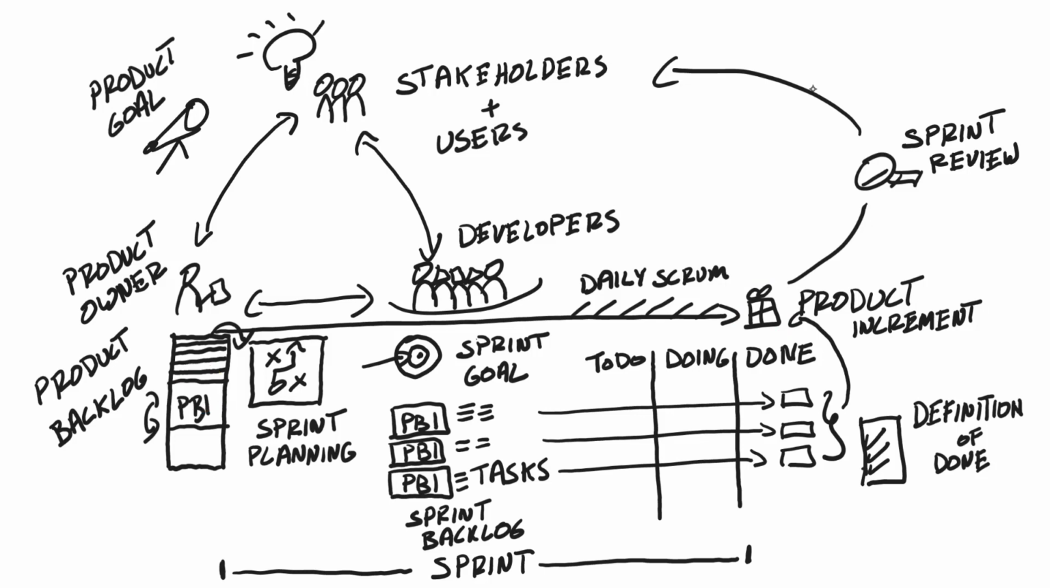Based on the feedback, the product owner adjusts the product backlog accordingly. This ensures that for each sprint, the team is always working on the most valuable items and are regularly delivering value to the stakeholders and users in an iterative and incremental fashion.